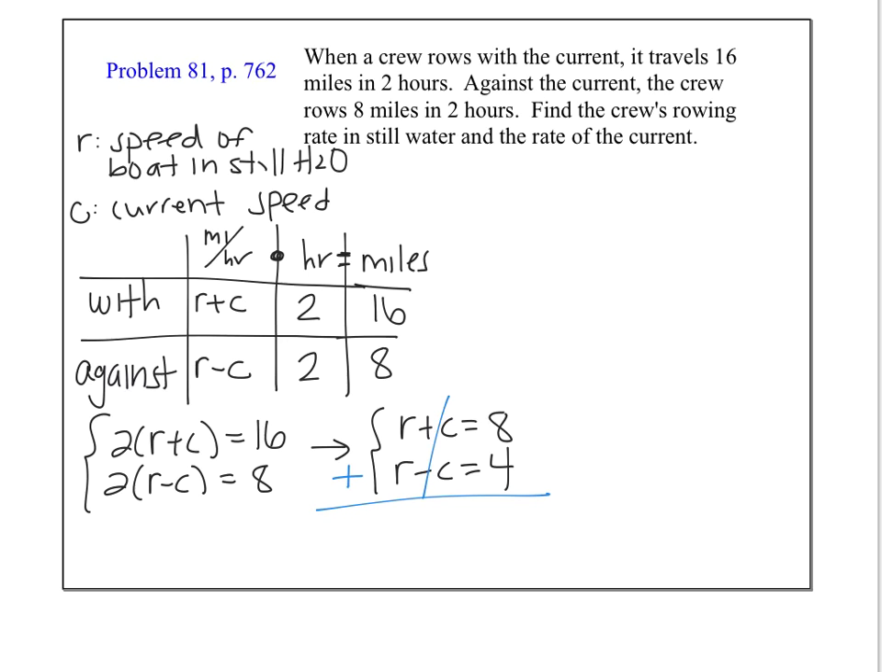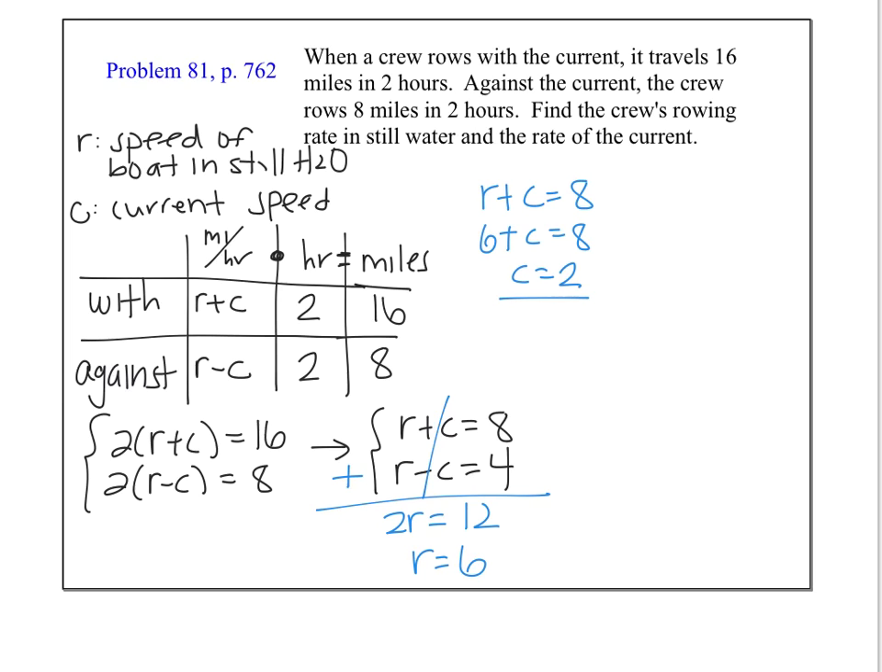So I know that the C's go away, and I have 2R is equal to 12, meaning that the rate is 6. And now what we want to do is figure out the rate of the current, so we can go back and plug into either one of these. So rate plus current equals 8. 6 plus C equals 8. C has to equal 2.